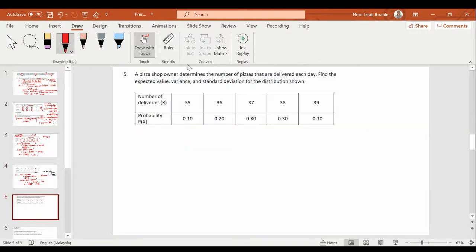Number 5, a pizza shop owner determines the number of pizzas that are delivered each day. Find the expected value, variance, and standard deviation of the following distribution table. So probability, the X and the probability is given. So this one again, to find the expected value or mean, it will be summation of X multiplied with probability when X equals to X. So 35 multiplied with 0.10 plus 36 multiplied with 0.20 until the last one, 39 multiplied with 0.10, you should get 37.1.